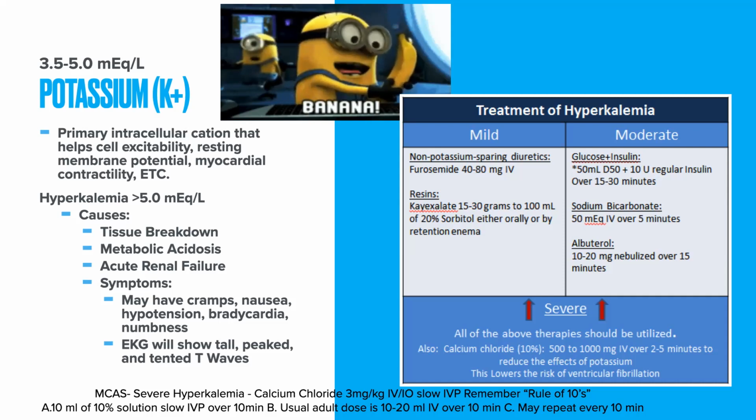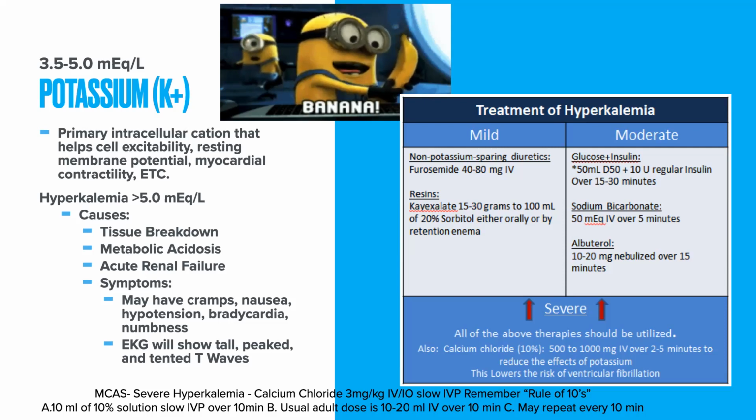Yeah. So hyperkalemia is greater than 5. Some causes are tissue breakdown, metabolic acidosis, and acute renal failure, and we can see symptoms such as cramps, nausea, hypotension, bradycardia, and numbness. Those are pretty drastic symptoms, right? If we get a little bit of cramping, that's all right. But whenever we start having hypotension, bradycardia, and numbness, that's a pretty progressed hyperkalemia, correct?